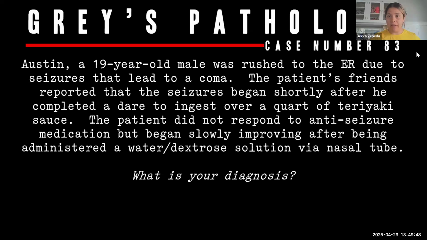I think you should be looking at the case study now. This is case study number 83. Austin, a 19-year-old male, was rushed to the ER due to seizures that led to a coma. The patient's friends reported that the seizures began shortly after he completed a dare to ingest over a quart of teriyaki sauce. The patient did not respond to anti-seizure medication, but began slowly improving after being administered a water/dextrose, which is a sugar solution, via nasal tube. So what is your diagnosis?